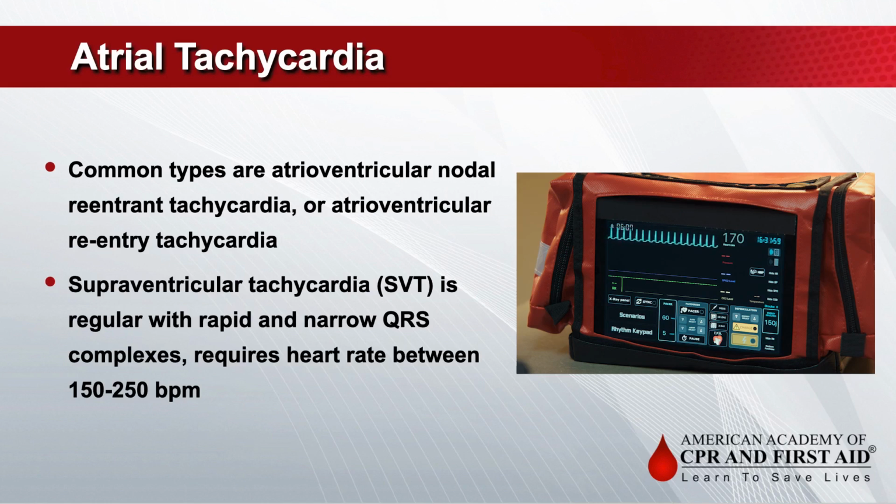Some adults can handle slower SVTs without compromise, but older adults or patients with compromised health are likely to show signs and symptoms of cardiovascular insufficiency. You should apply oxygen and maintain the airway. Consider getting an IV or IO for drug administration. Stable tachycardic rhythms may just need monitoring, but unstable rhythms need treatment.